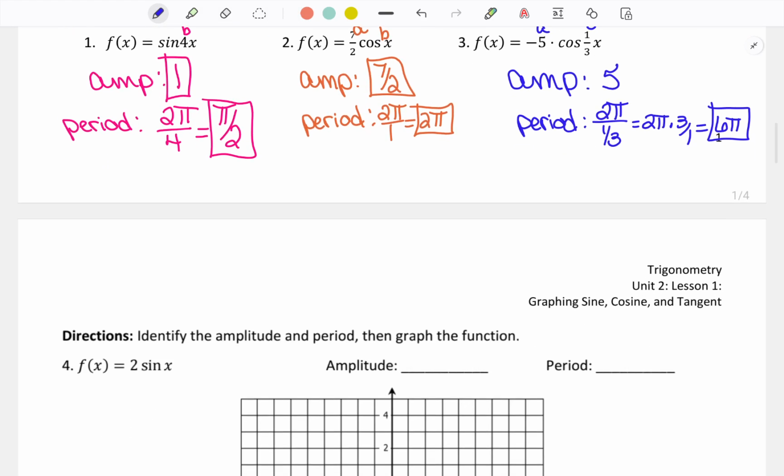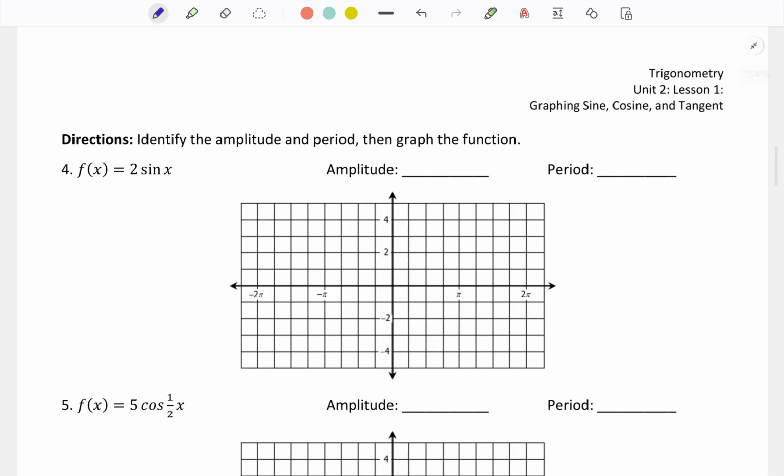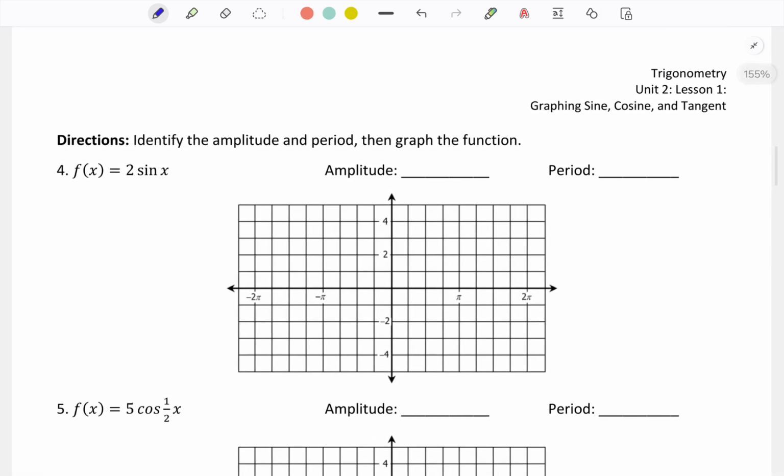Okay, so let's go ahead and take a look at some graphs. So the first thing that we're going to do is we're going to identify the amplitude and that period. So we're looking at f of x equals 2 sine x. So in a spot we have 2, so our amplitude is 2. That means that our high point is going to be at 2, our low point will be at -2. And then our period, we don't have anything in place of b, so that means that 2 pi is just divided by 1, making our period 2 pi.